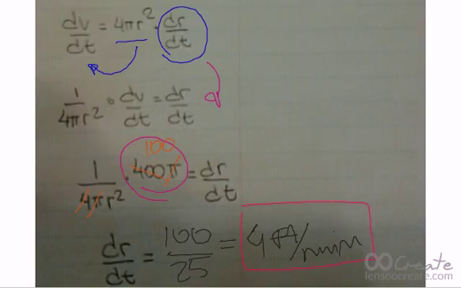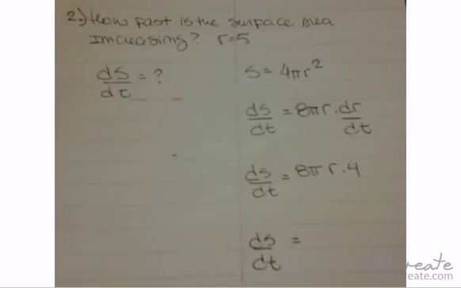After that, it's going to ask us how fast the surface area is increasing when r is 5. For that, I first realized what I need to find. I need to find the derivative of S, the surface area, with respect to t. So I decided to choose the formula for the surface area of a sphere. I know that the surface area S equals 4 pi r squared.